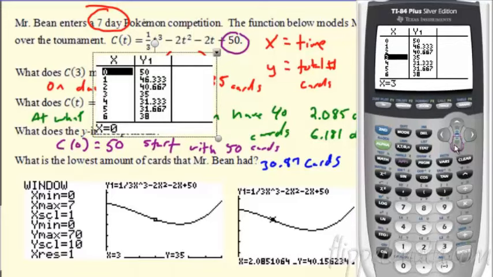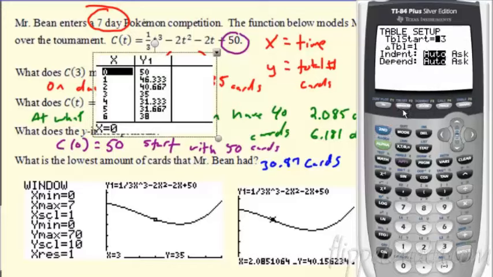So I can scroll down and see any day I want. Day 1, 2, 3, 4, 5, 6. I don't need anything past 7, but you could. Let's pretend this was a year-long tournament, and I want to go to the 201st day. Oh my gosh, this is boring. That's a long way away. So what do I do? Check this out. If you go over here to window, above window it says table set.